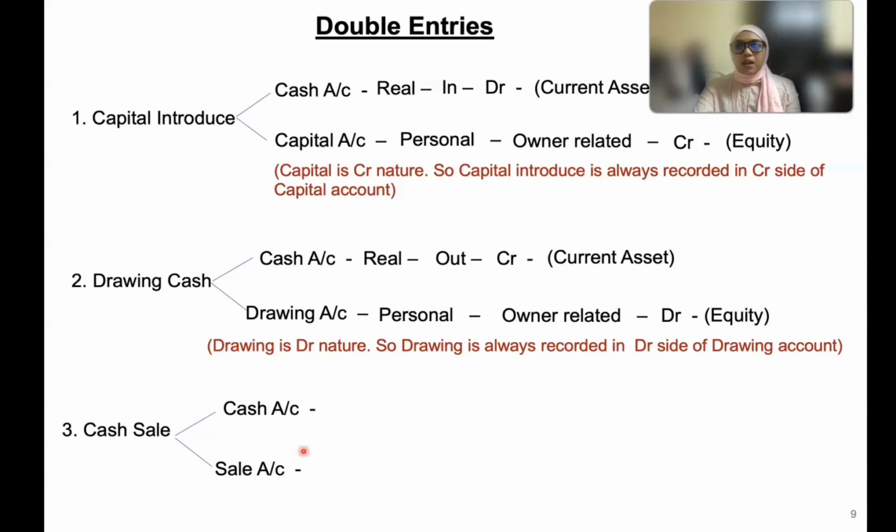Then we will decide the side, debit side or credit side. Cash account. Cash account is real. It is a cash sale, right? Business is receiving cash. So cash account, real, in, debit. Sale account. Sale is personal or impersonal? Sale is impersonal. Under impersonal, it is what? Nominal. Sale is nominal, right? Under nominal, there are two accounts, expense and income. So sale is what? Income. So if it is income, we will record in the credit side.